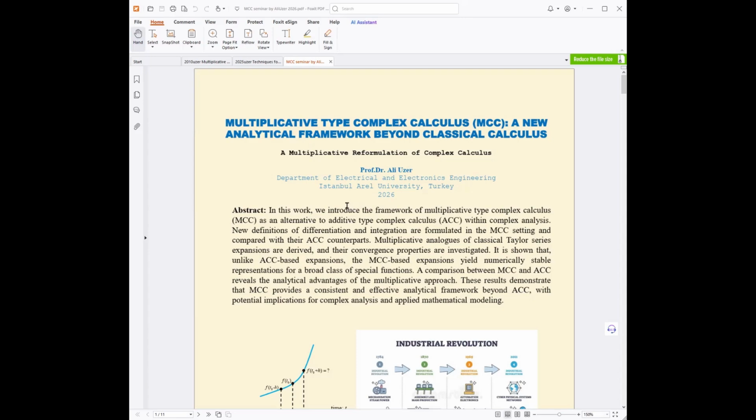Multiplicative type complex calculus. It is simply abbreviated as MCC. The other conventional calculus will be called additive type complex calculus, so it will be abbreviated as ACC. So they will be compared in the following parts. Especially the advantages of the new calculus, multiplicative calculus, will be demonstrated.